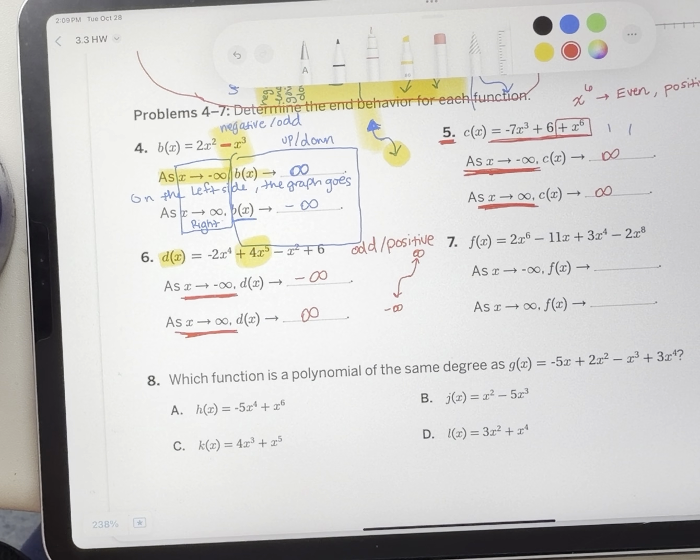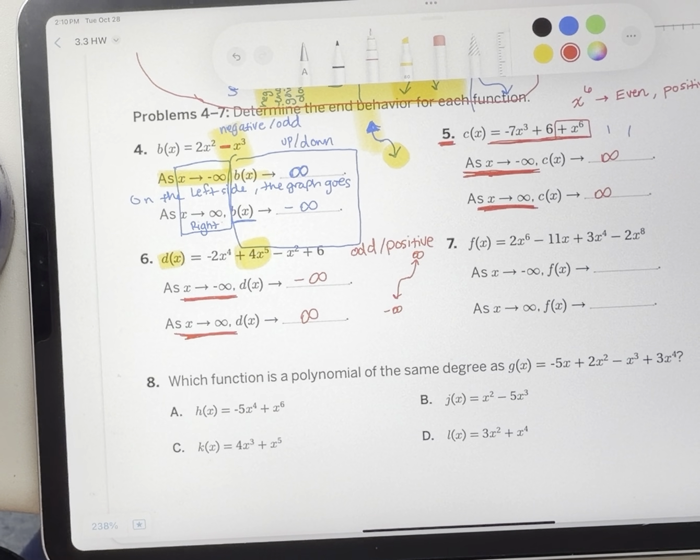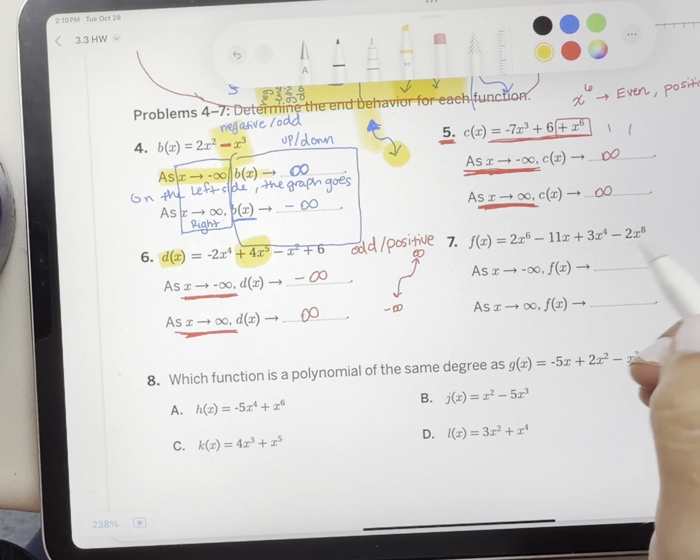So since it's odd positive, make sure that I get it. So it starts and it ends going in opposite directions. Yes. But then it ends going up. Yes. So it starts going down. Yes, exactly. Does that make sense? Okay, good. So now let's look at this last one.